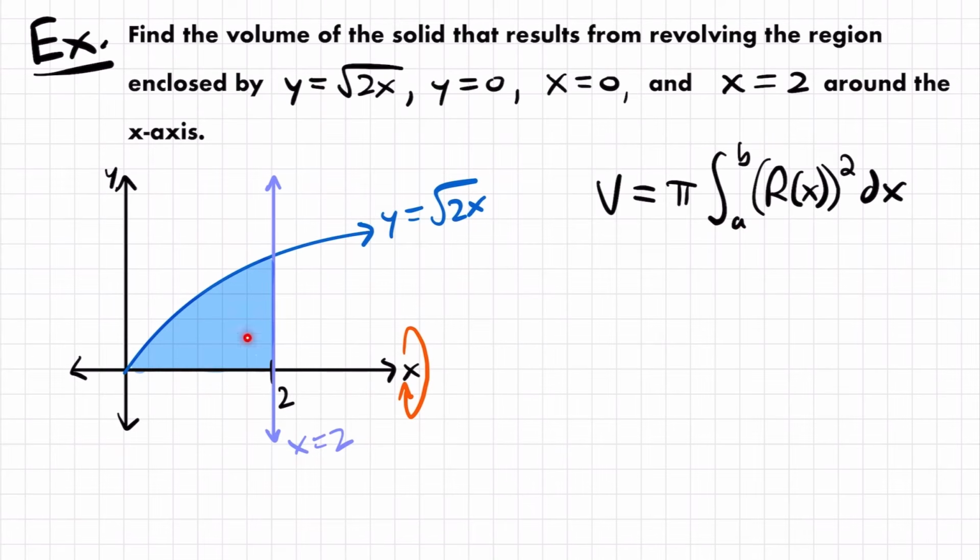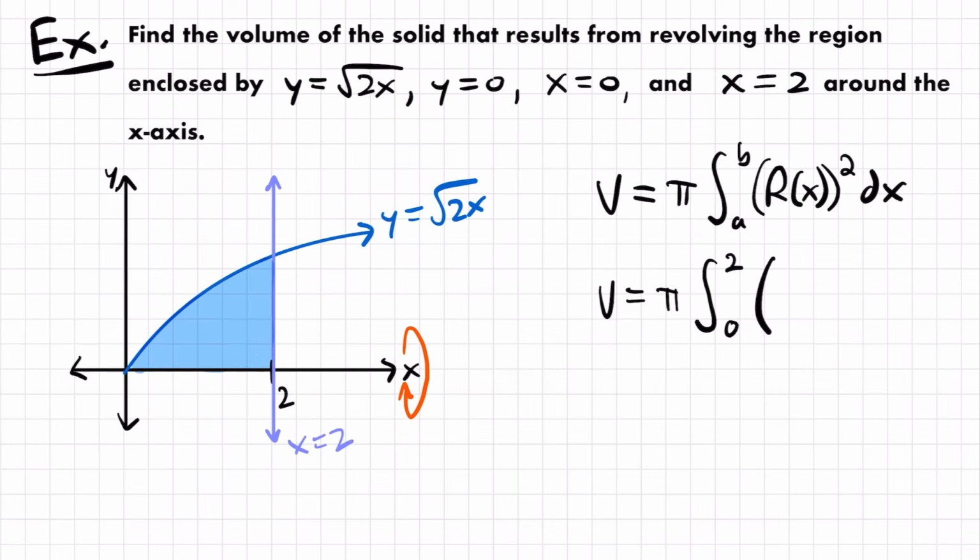Now all we have to do to set up this definite integral is decide what two values of x our region lies between and what the radius would be for the disks that would be formed when revolving this region around the x-axis. And so let's start with the bounds of integration. We will have that the volume is equal to pi times the definite integral from the lower bound to the upper bound. And if we look at our region, this region lies between the x values of 0 and 2. And so our bounds will be from 0 to 2.